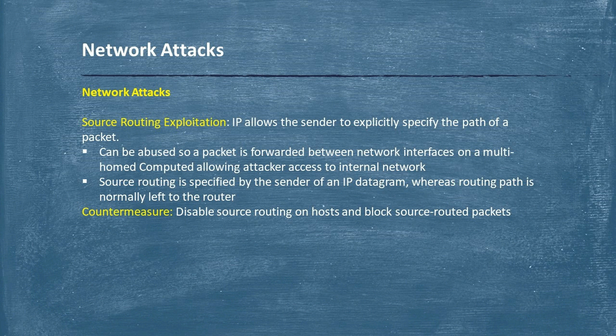What is the countermeasure? Disable source routing on the host and block source routed packets. This can be a configurable parameter on TCP/IP. If you set this, then one cannot specify the path a packet should take.